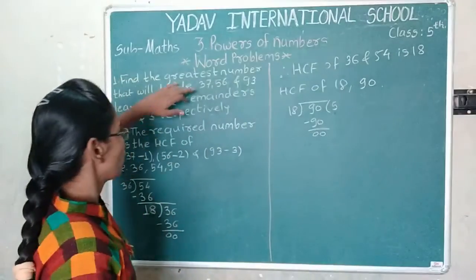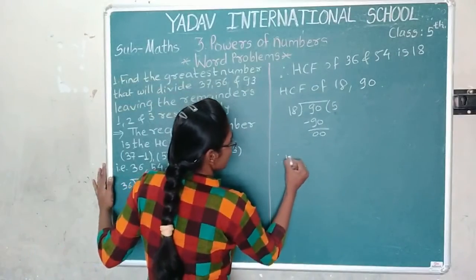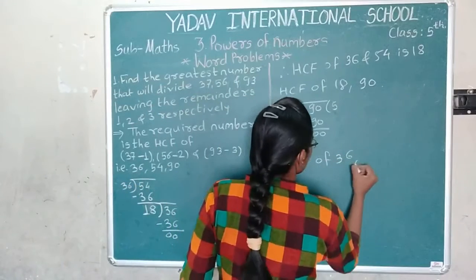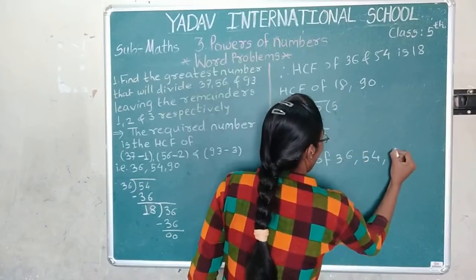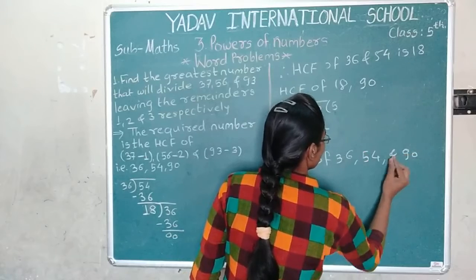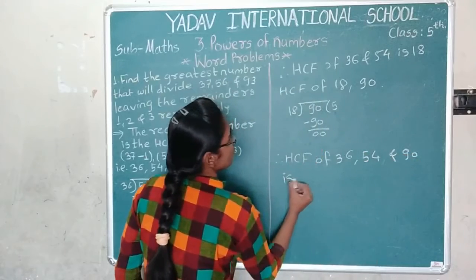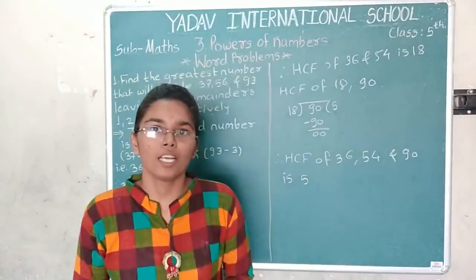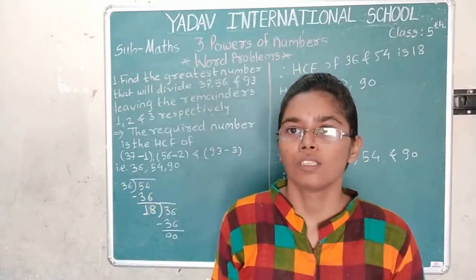So the HCF of all these three numbers, therefore the HCF of 36, 54 and 90 is 18. In this way we can find the LCM or HCF. Thank you.